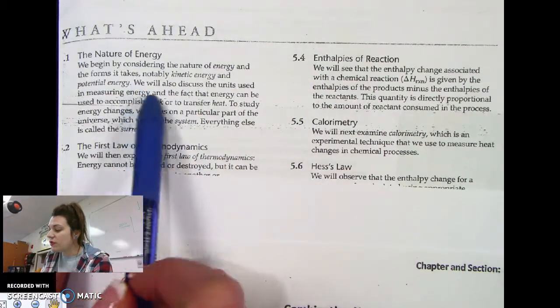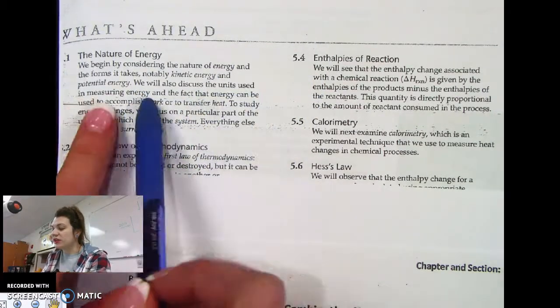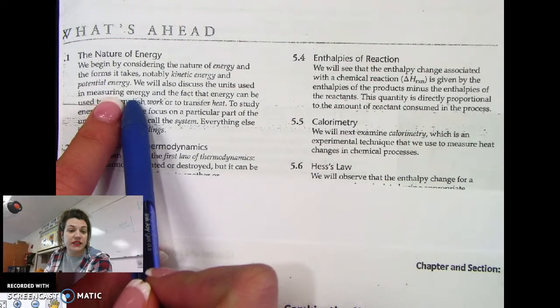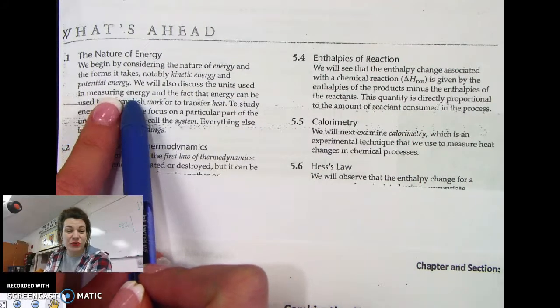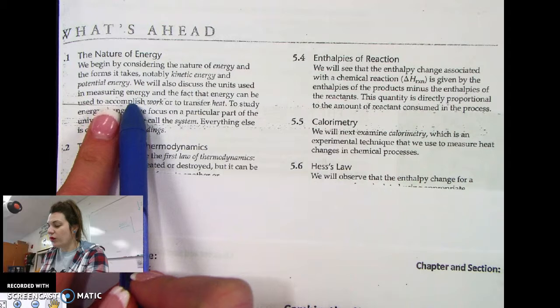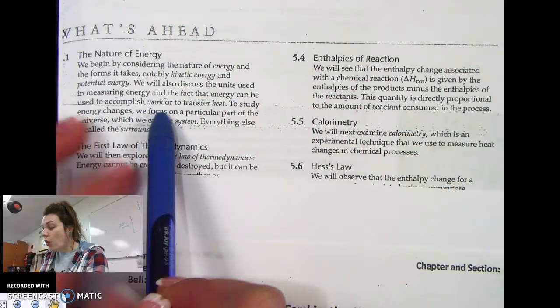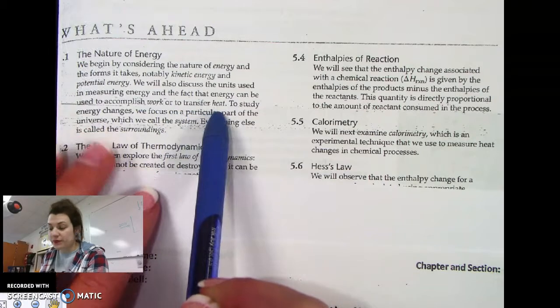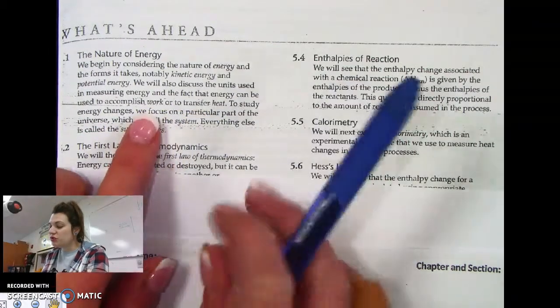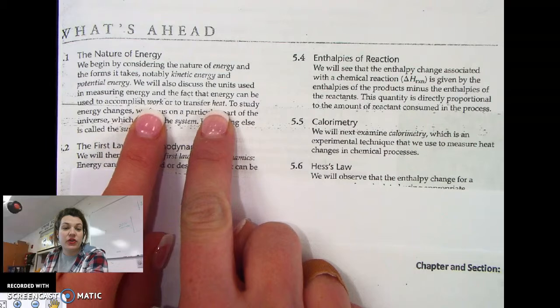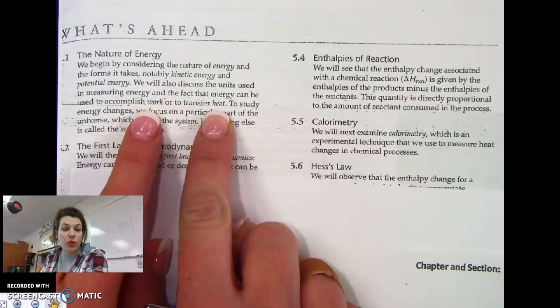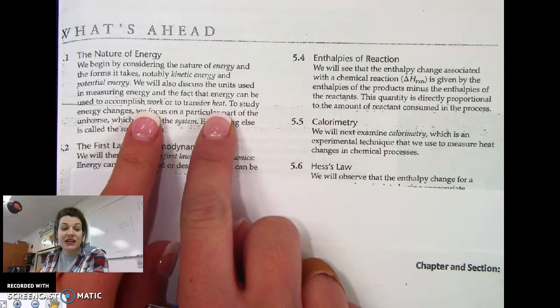Then it goes on to say, we will also discuss the units used in measuring energy. Okay, so energy is something that we can measure. Okay, so if we can measure something, chances are we're going to have a unit for it. And the fact that energy can be used to accomplish work or to transfer heat. Okay, so now here are two different forms of energy that I know I'm going to be reading about. I'm going to be reading about work energy and I'm going to be reading about heat energy.